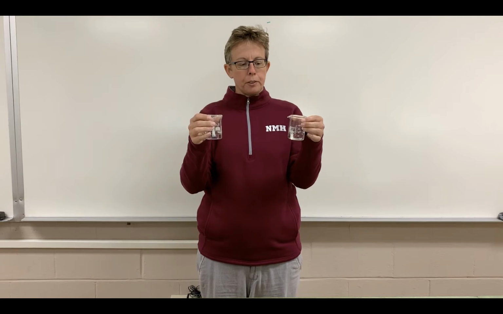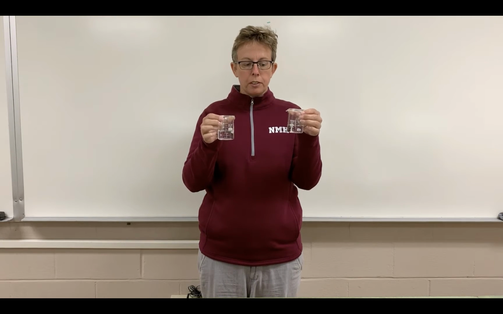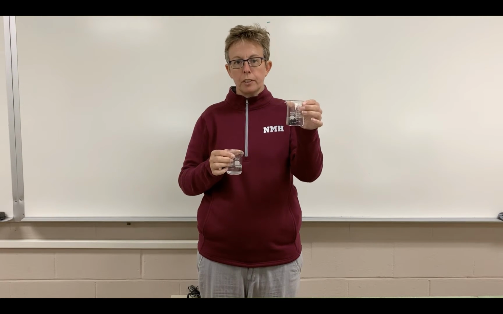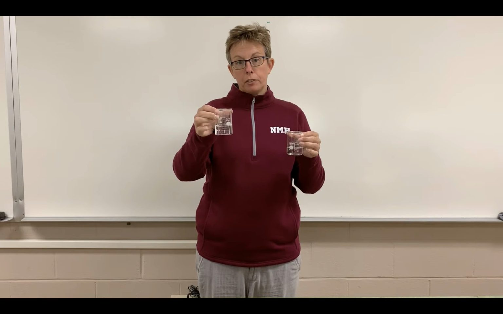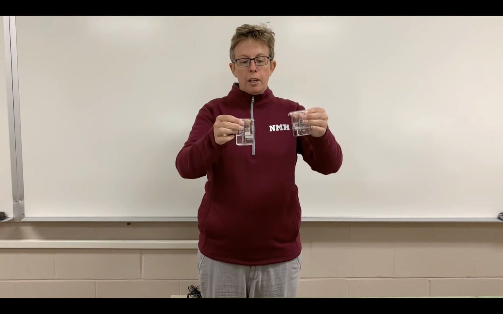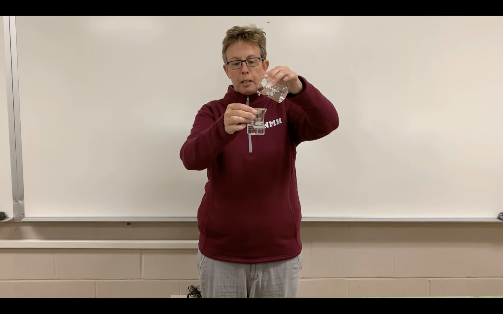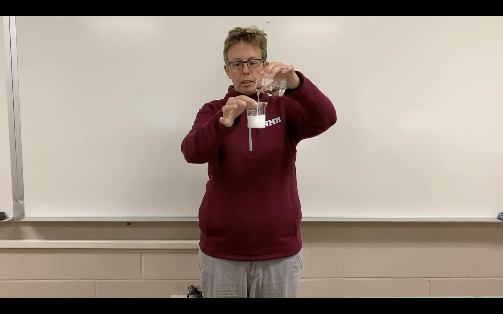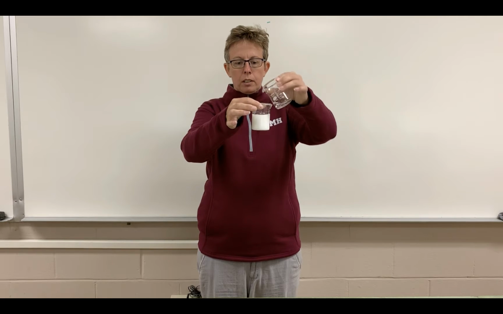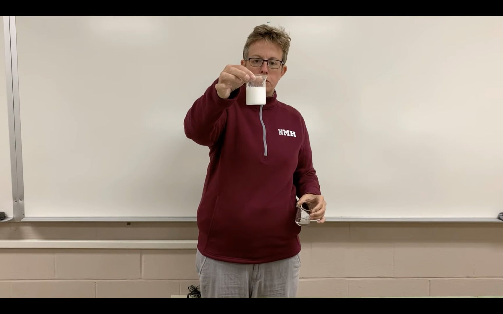Alright, so let's start with this reaction. I have two colorless solutions. In this beaker, I have a solution of silver nitrate, and in this beaker, I have a solution of potassium chloride. So let's slowly pour the silver nitrate into the potassium chloride and see what happens. Okay. So our solutions turn white.